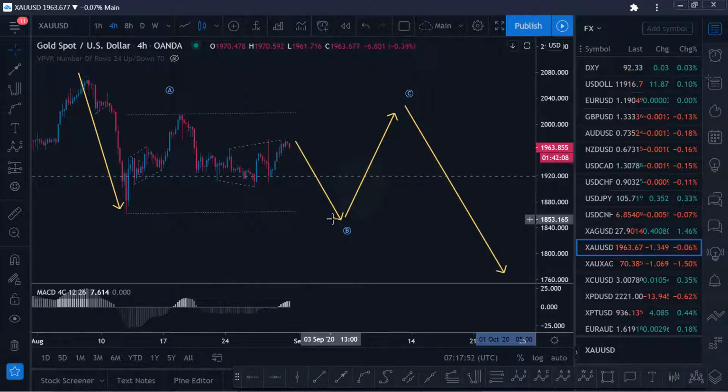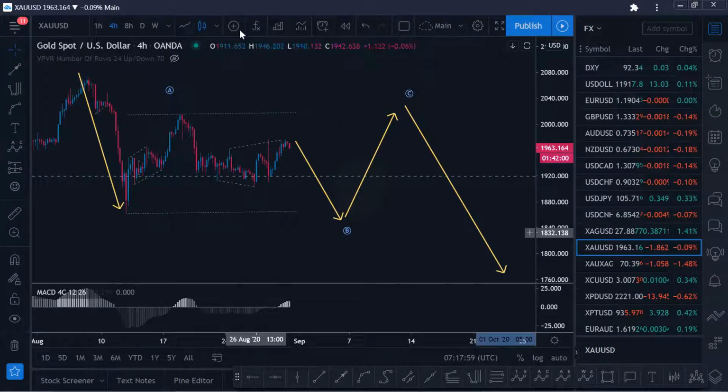I'd like to see this move down to 1853. Then I would look to trade that to the upside as a C wave and then potentially get short that and trade this in all directions on the shorter time frames.